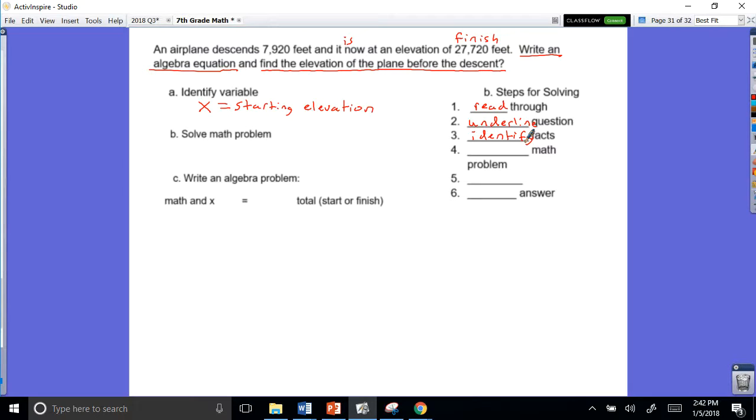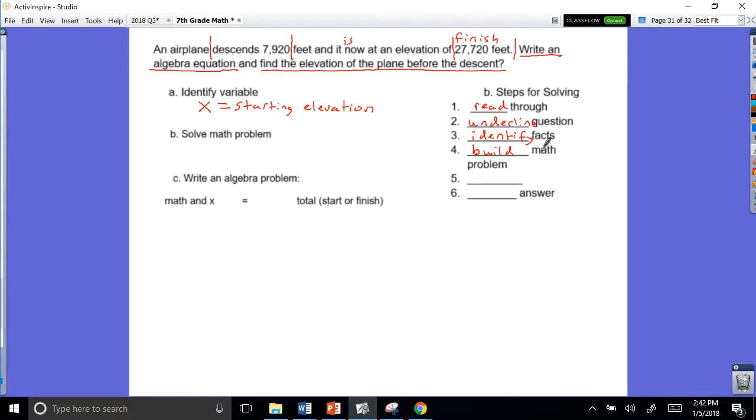Here are our math facts. The plane descended 7,920 feet. It is now at an elevation of 27,720 feet. There are our two math facts we're going to use for part B. Now we're going to build the math problem.